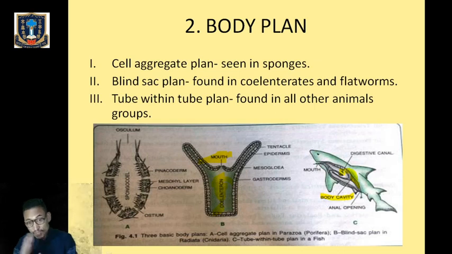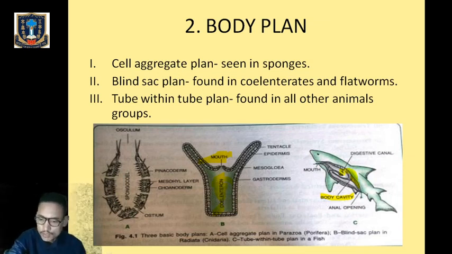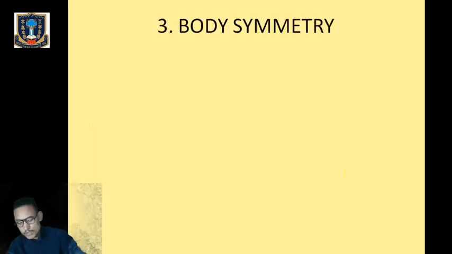Clear? Then the third one, we have moved to the tube within tube plan. We have got the body cavity that lies close to the digestive canal, and here we have seen that we have got two openings, the mouth and the anus. Okay, so we have finished the body plan also. Now next, let us go to the next basis of classification, that is body symmetry.